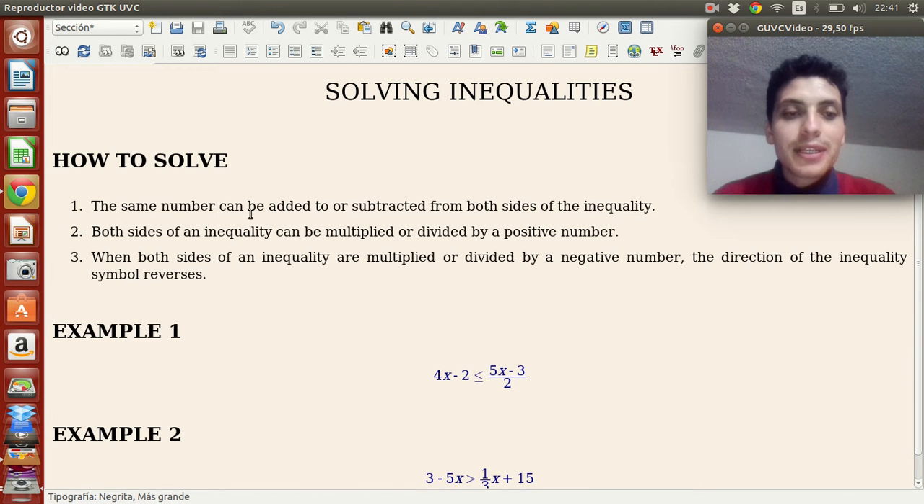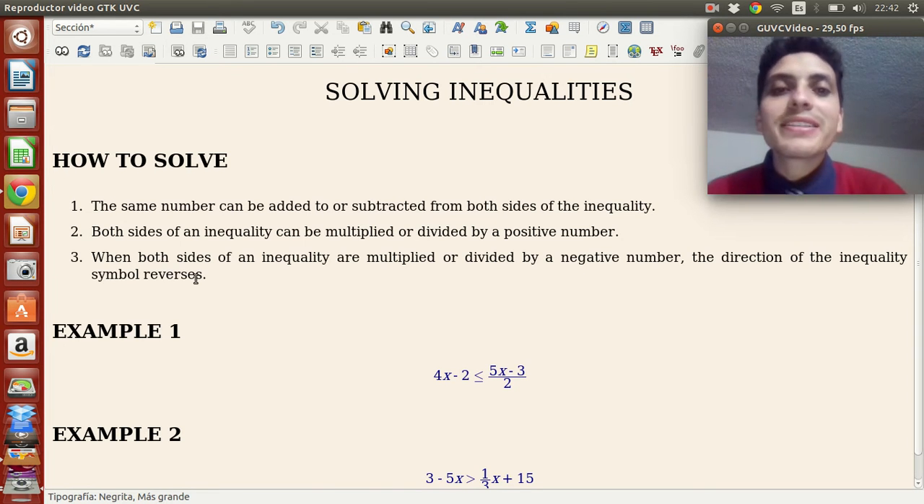The same number can be added to or subtracted from both sides of the inequality. Both sides of an inequality can be multiplied or divided by a positive number. When both sides of an inequality are multiplied or divided by a negative number, the direction of the inequality symbol reverses.